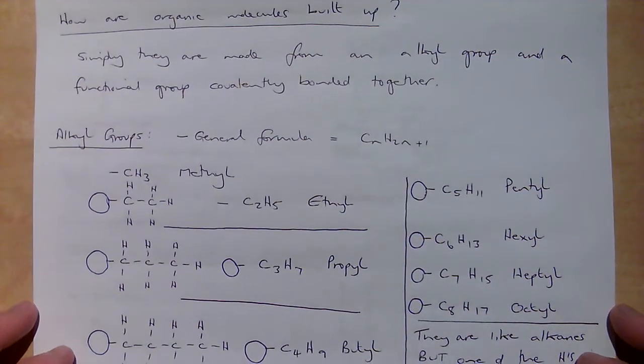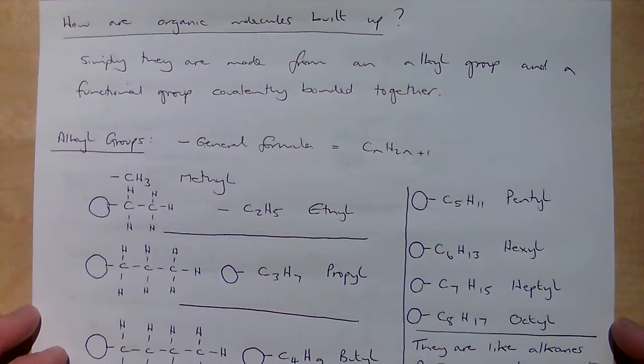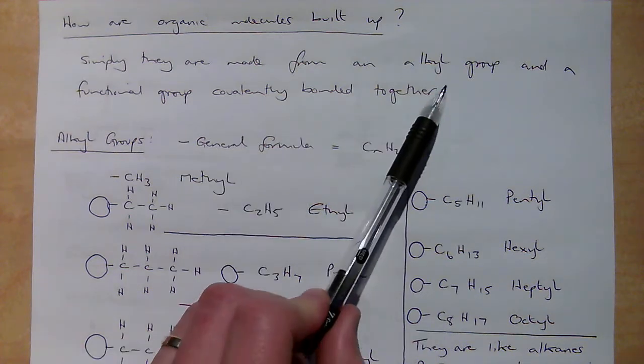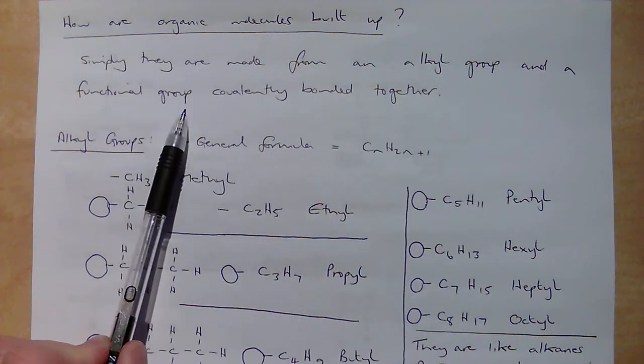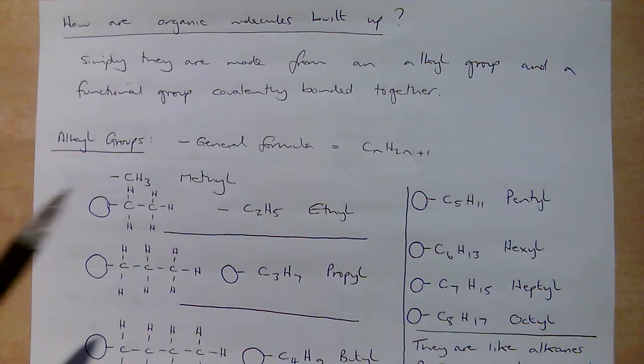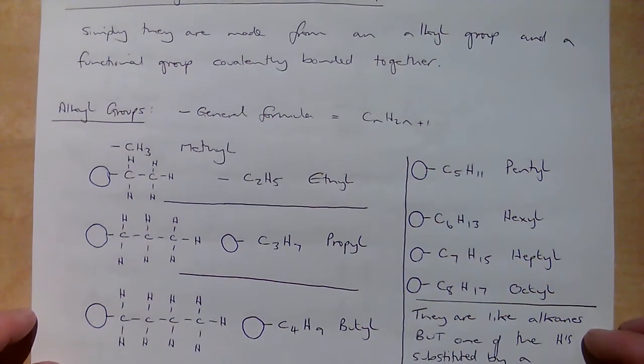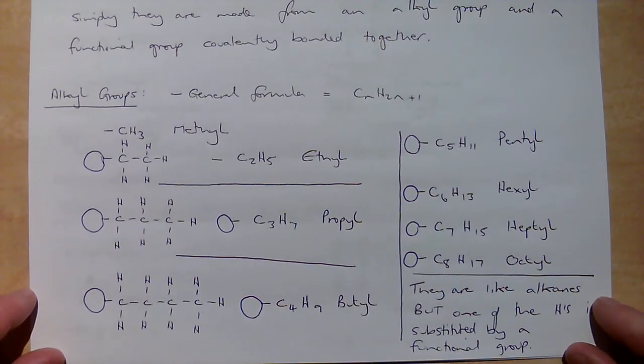Let's have a look to see how organic molecules are built up. Simply, they are made from an alkyl group and a functional group covalently bonded together. So this is actually really very, very simple.